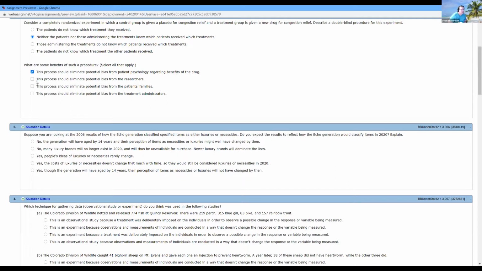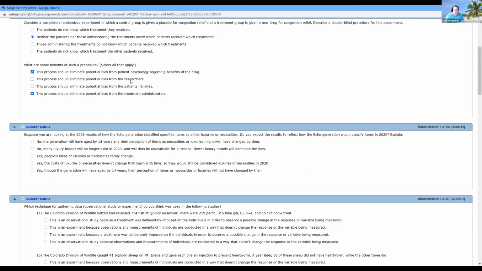The people administering the test, we'll see about that. This process should eliminate potential bias from the patient's families. This process should eliminate potential bias from the treatment administrators. Now, did you notice that I left the second one blank for a minute? The administrators don't know what drug you're getting. You don't know what drug you're getting.